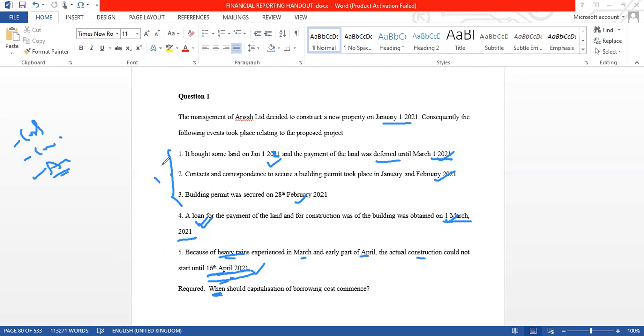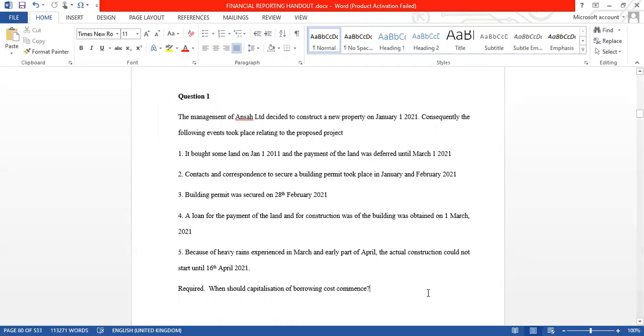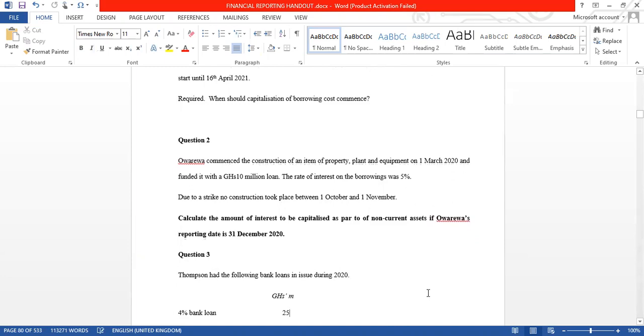So that is it. We need to really go and find our way around it. Probably we should take another question. If we are going to go through question 2, then what we will find is that if we commence construction of an item of property, plant and equipment on this date, okay, then we need to make sure we take note of the date.